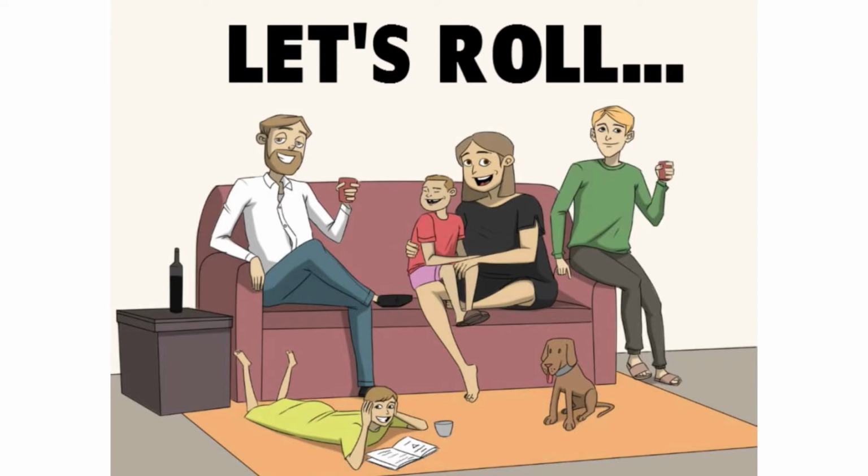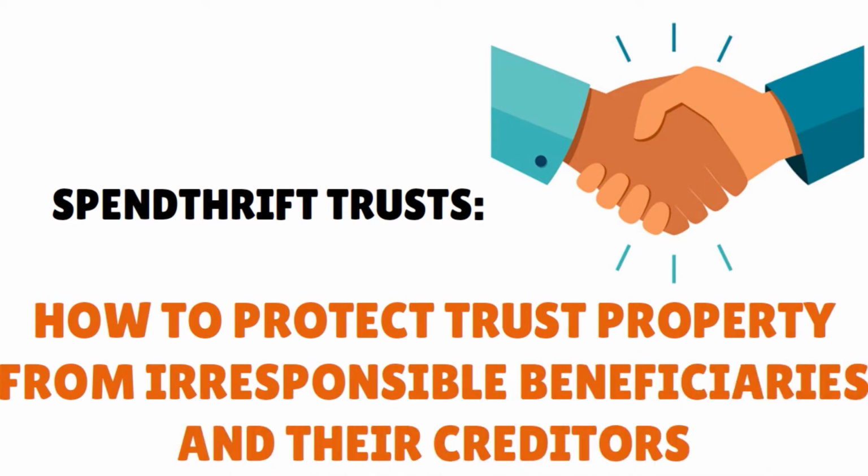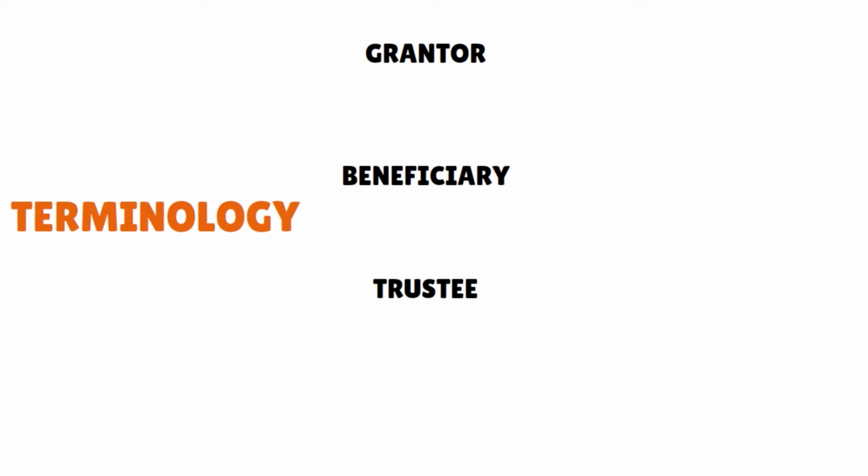Let's roll. Today, I want to have a conversation with you around spendthrift trust, how to protect trust property from irresponsible beneficiaries and their creditors. Before we get into the nitty-gritty, I want to take a few minutes to get the terminology straight. When you hear terms like grantor, beneficiary, trustee, and trust principal throughout this show, I want you to understand what they really mean.